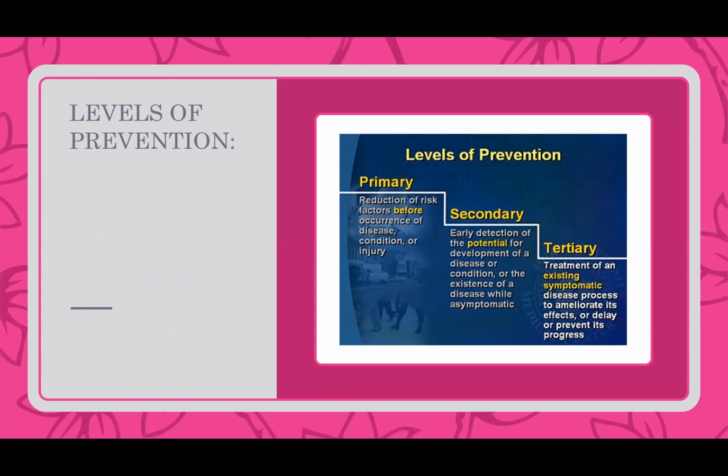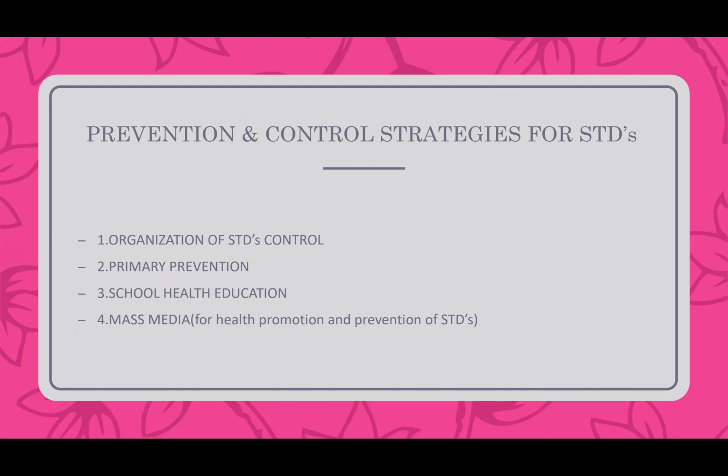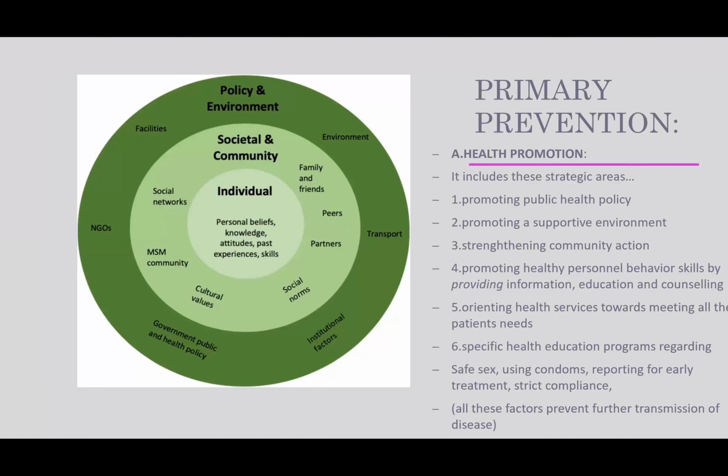Levels of prevention, as we all know, includes primary, secondary, and tertiary. First of all, in general, the prevention and control strategies for sexually transmitted disease includes the organization of central sexually transmitted disease control. Then there is the primary prevention. Then there must be school health education regarding STDs, and there should be mass media for health promotion and prevention of STDs.